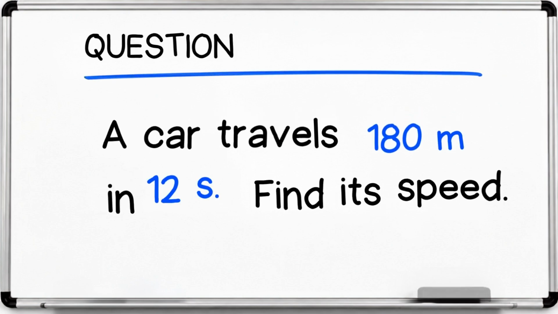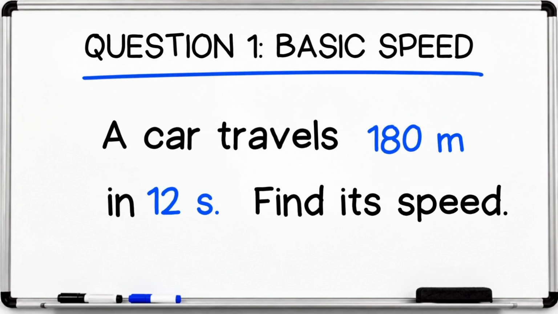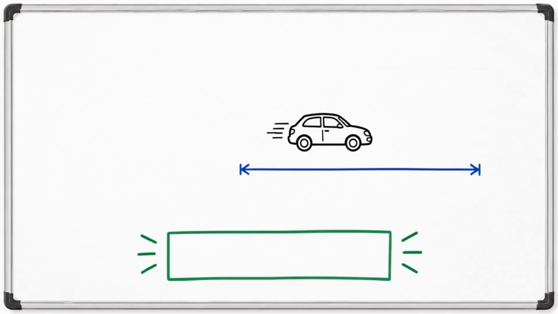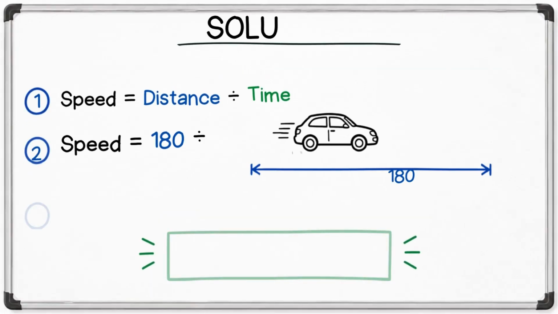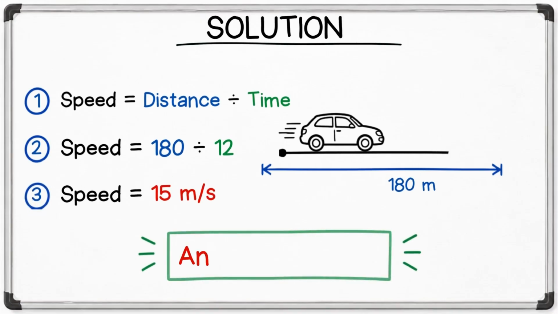Question 1. A car travels 180 meters in 12 seconds. We are asked to find the speed of the car. To find speed, we use the formula. Speed equals distance divided by time.